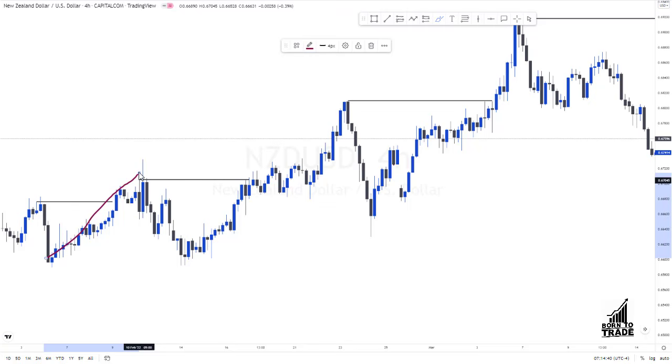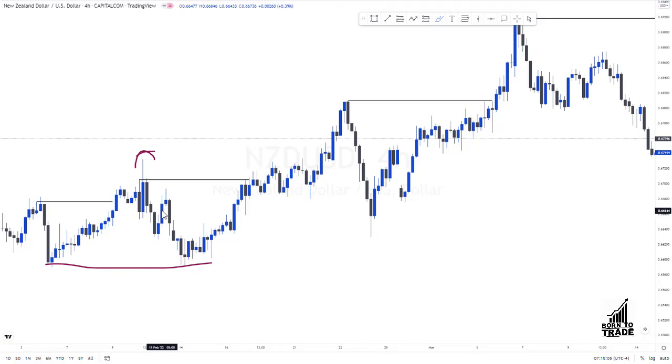So when we get a break of structure, what have I always been saying? That you expect a pullback. So this is our new higher high. Remember, this is our higher low, and we say that price shouldn't close below our higher low. So this is our higher high. Price pulled back. It came very close to our higher low, but we didn't get any break below this low.